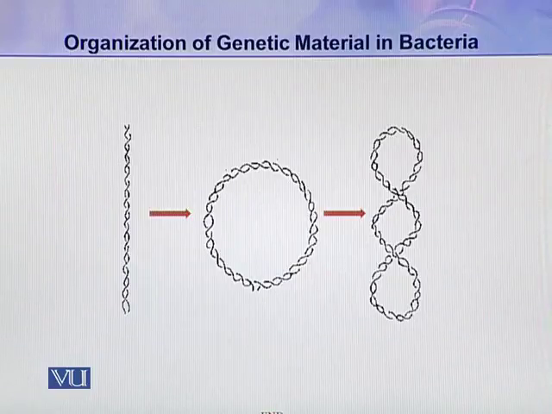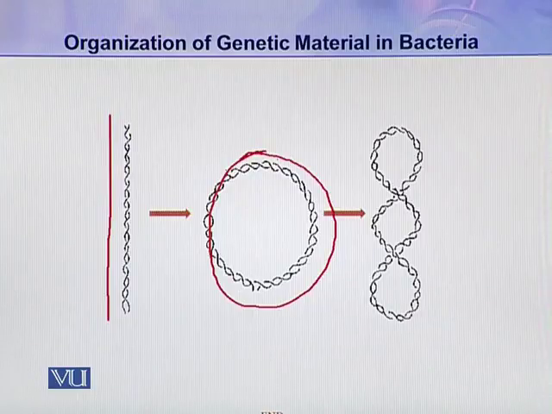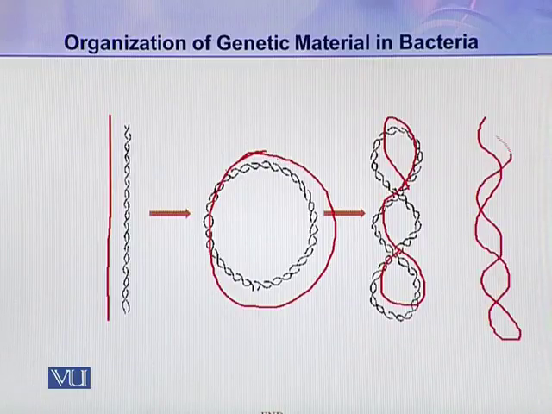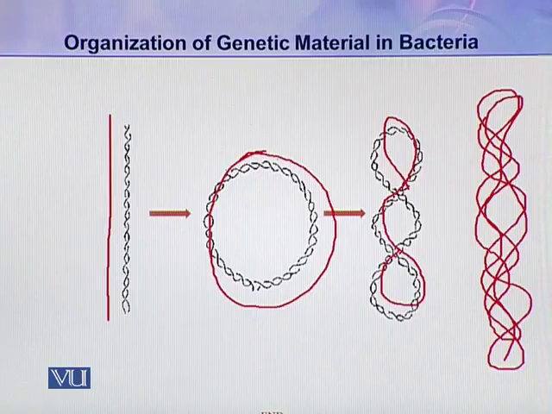How are these supercoiled loops formed? Because the DNA molecule is actually a linear molecule in the bacteria. So look at this. This is the DNA molecule which is linear, and then it becomes circular, because a circular DNA molecule is present in the bacteria, and then this circular DNA supercoils, and if the supercoiling continues, it becomes highly condensed. So in this way the DNA molecules are highly condensed in the chromatin.